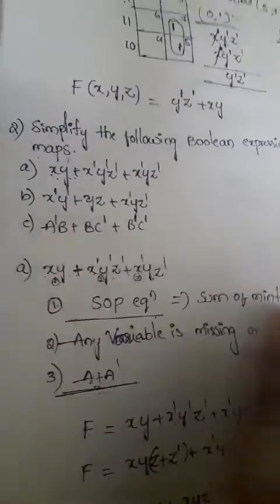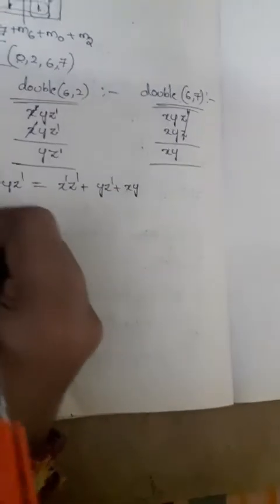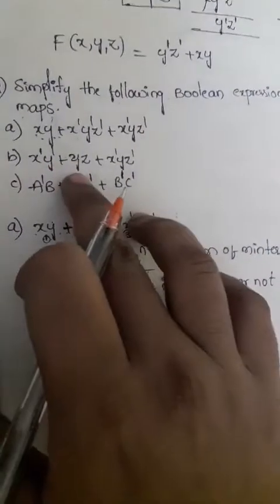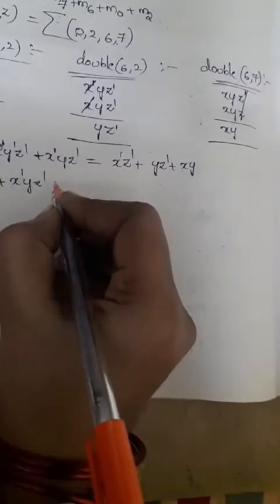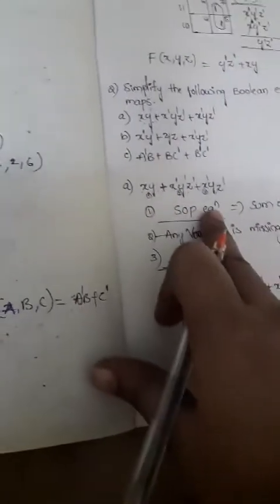Okay, so like this we can solve the other function. That is the second function: x complement y, x complement y complement, plus y z, plus x complement y z complement. Once again we can check it: x complement y complement, y z, x complement y z complement. Okay, so this is our second problem. So what is the first step? We have to check whether it is SOP or POS, right?